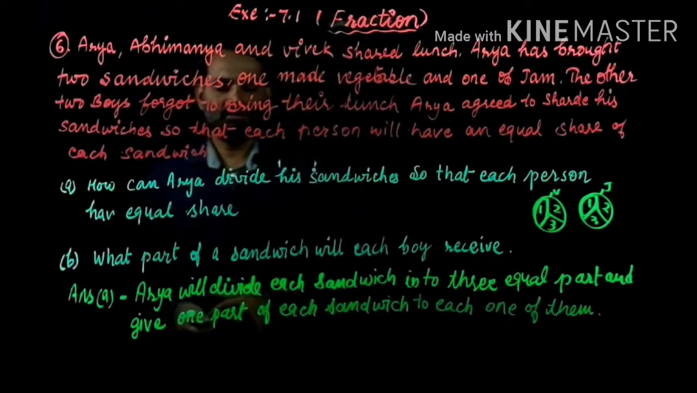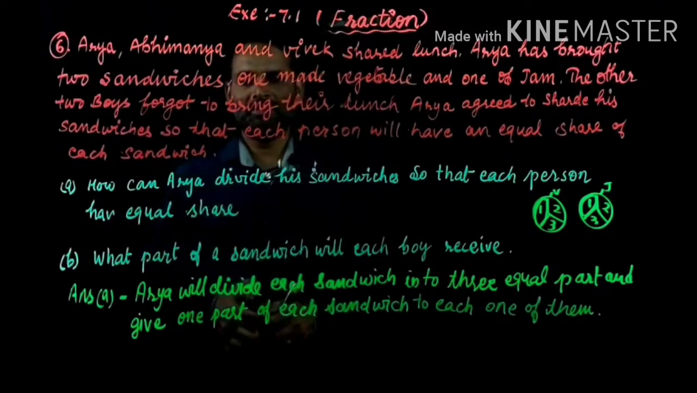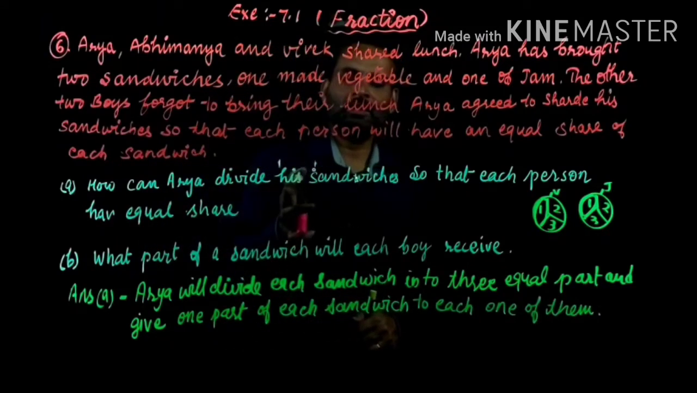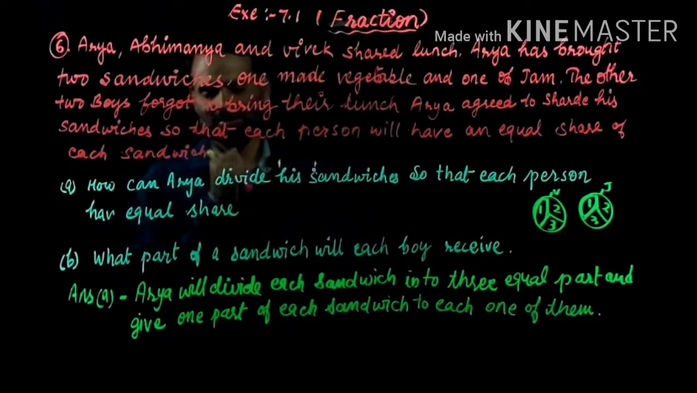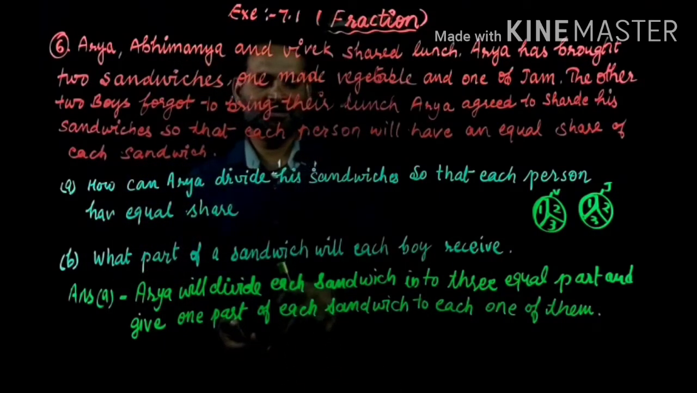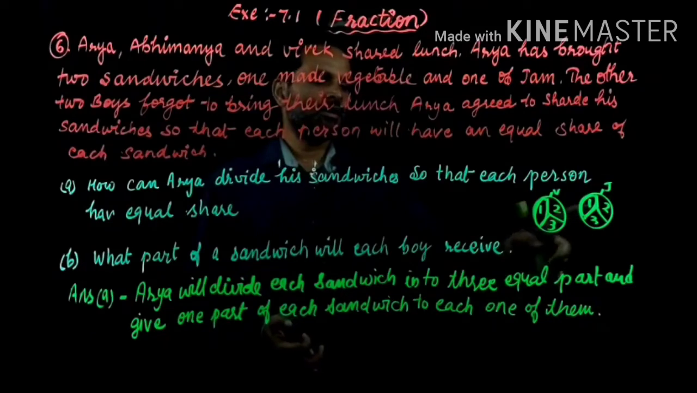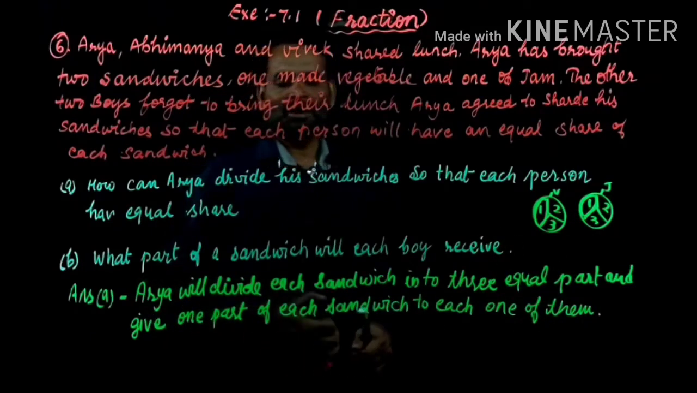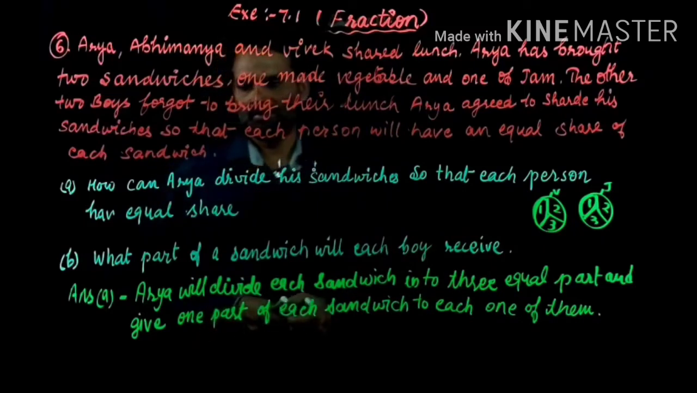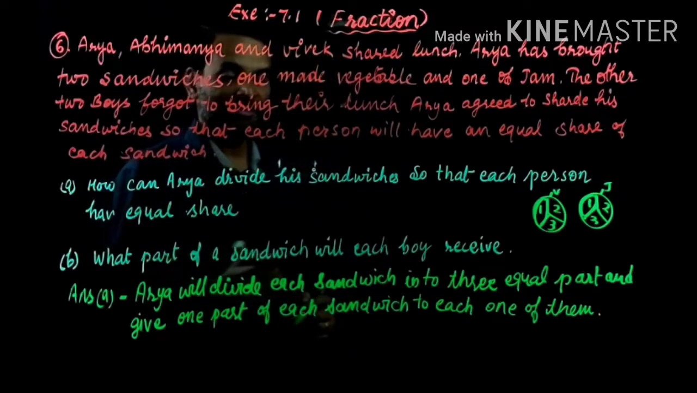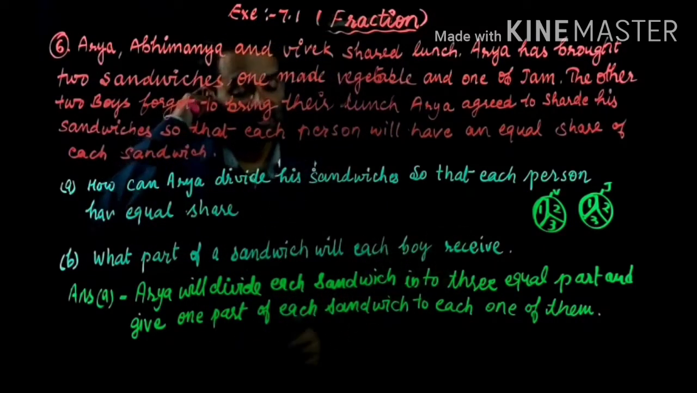Okay, so the answer to the first question, how can Arya divide the sandwich so that each person has an equal share, is: Arya will divide each sandwich into 3 parts and give one part of each sandwich to each of them. Second question: what part of the sandwich will each boy receive?